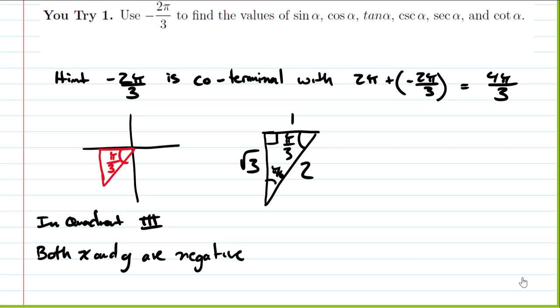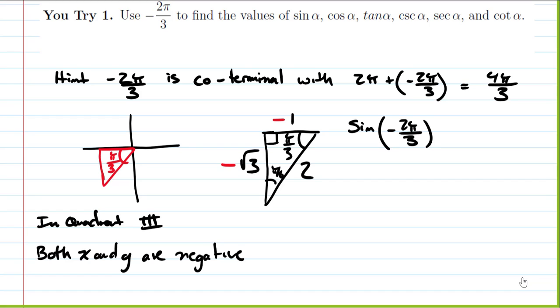So that would mean that's negative and this is negative, right? Because our x-coordinate would be this side and our y-coordinate would be this side. So now we can use this triangle to find our values. So we would have the sine of negative 2 pi over 3.